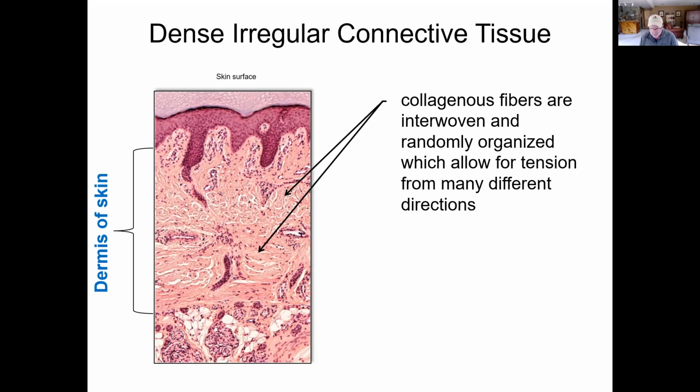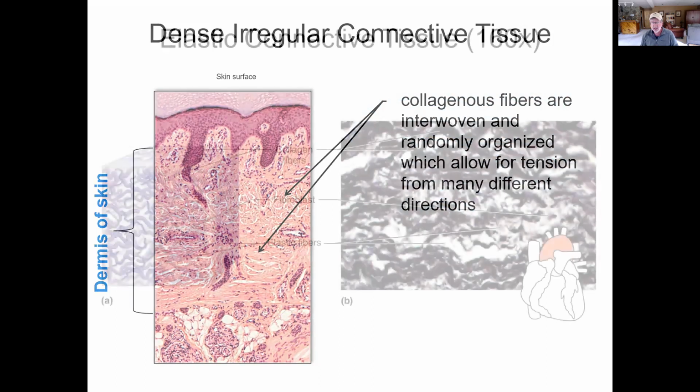So we do not have a slide of this. When we get to lab, we will not be really looking at this type of connective tissue. We'll look at dense regular, but I don't have any dense irregular to look at.